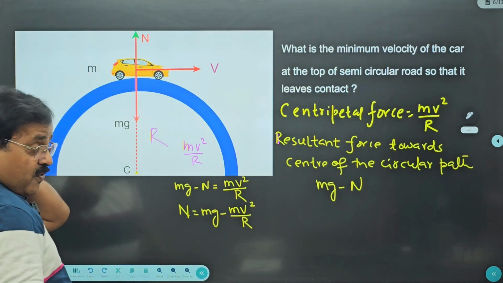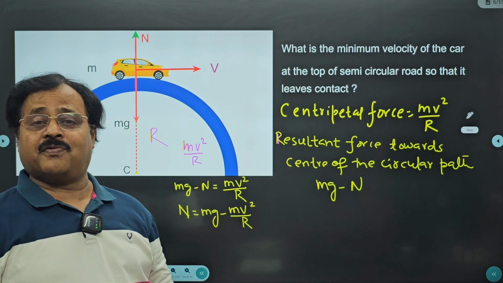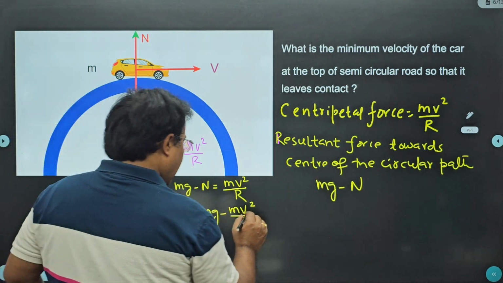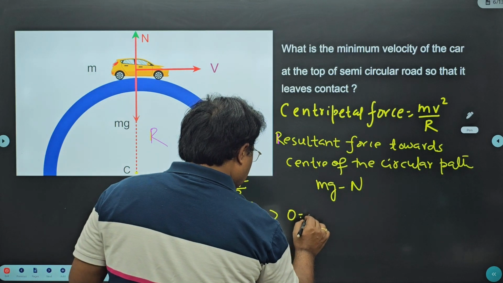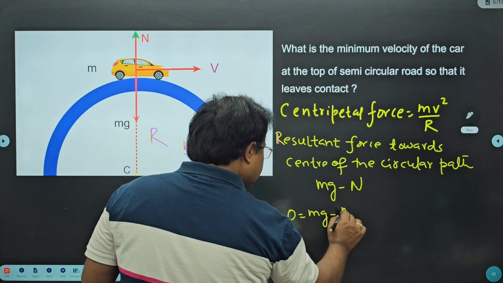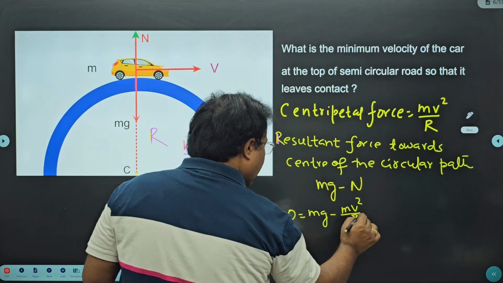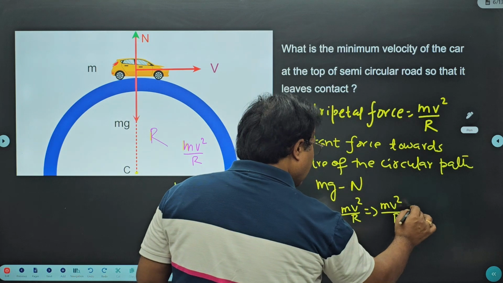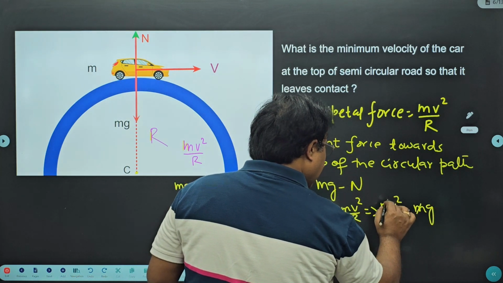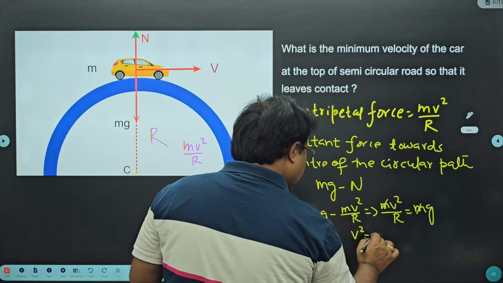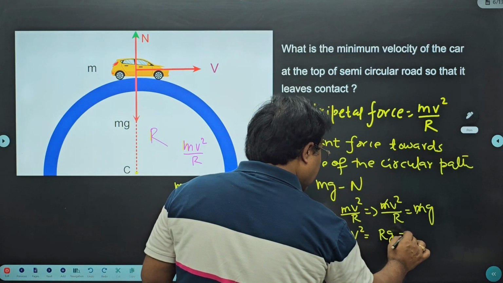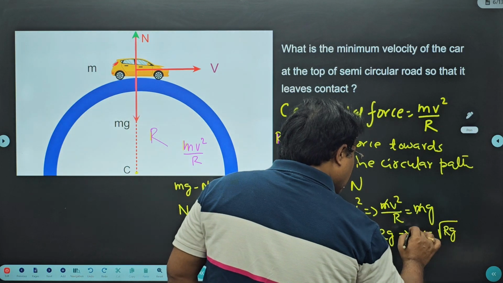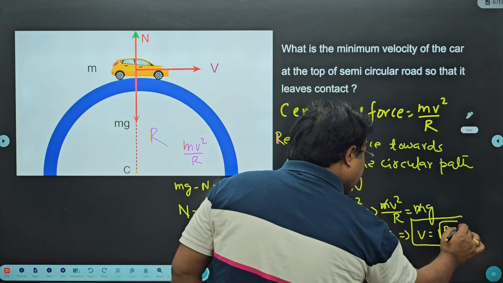Okay, my dear students, when this body leaves contact with this semicircular surface, the normal reaction will become 0. Let us put normal reaction equal to 0, which gives us mg minus mv square by r equals 0. Now, my dear students, you tell me, mv square by r is equal to mg. m gets cancelled. What is v square? v square is equal to rg. What is the speed v? This is equal to root over of rg. So this is the minimum speed.